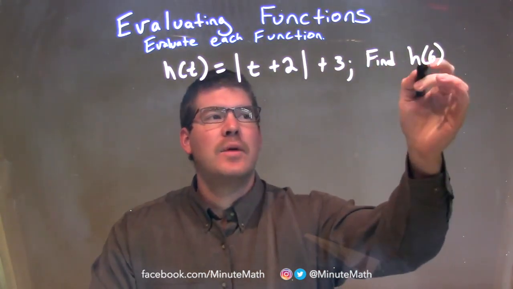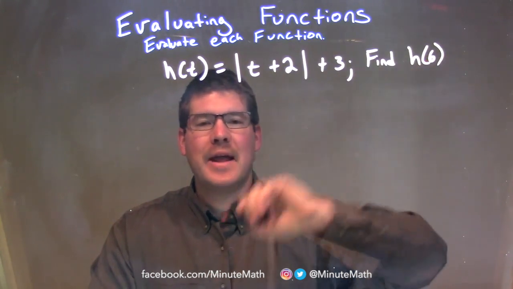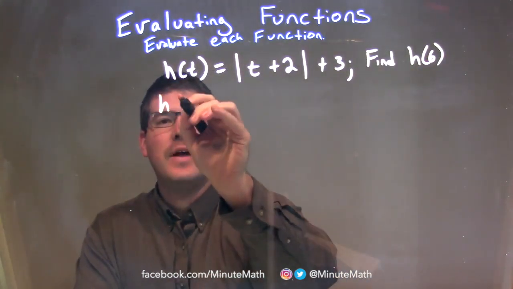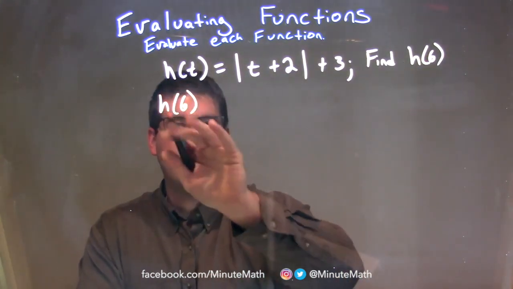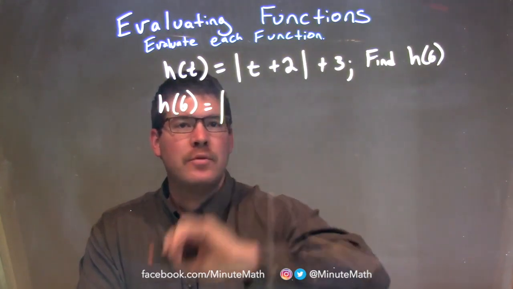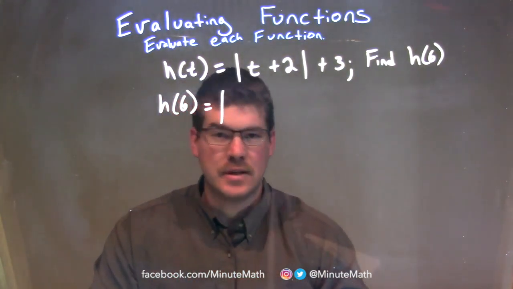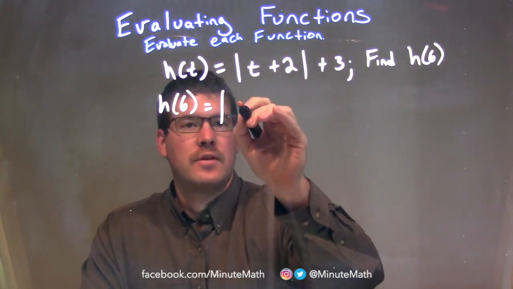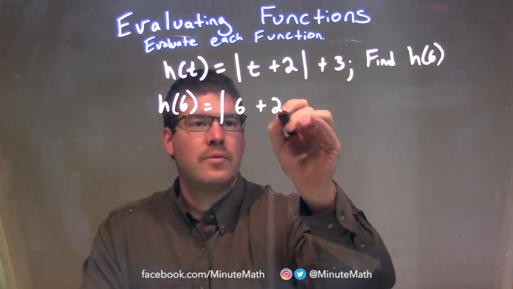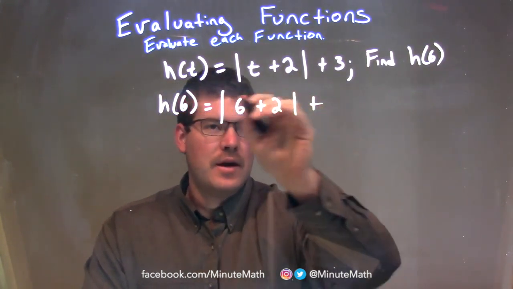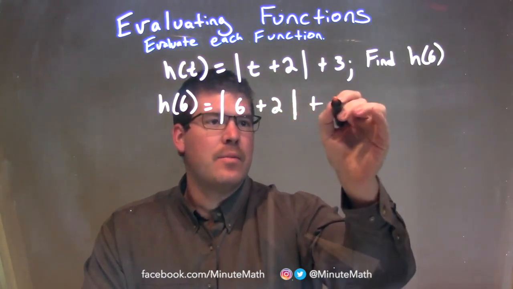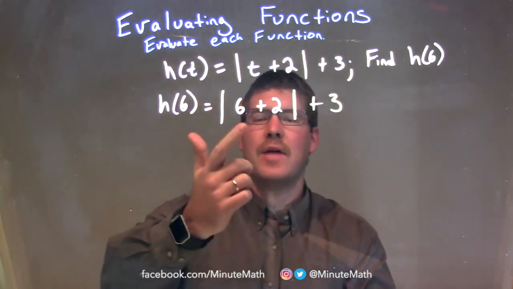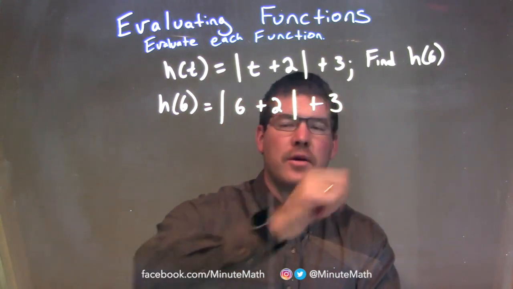H of 6 means wherever t is, we need to put a 6. So we have h of 6 is equal to the absolute value. Let's plug 6 in for every single t. So t is 6 right there, plus 2. The absolute value is brought down still, and then plus 3. So now we have absolute value 6 plus 2, and then plus 3 on the outside.